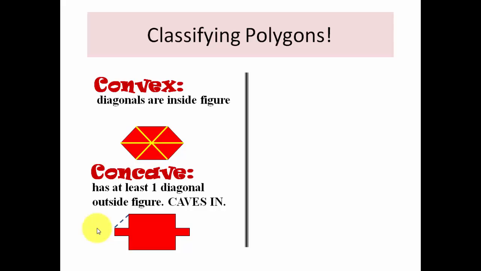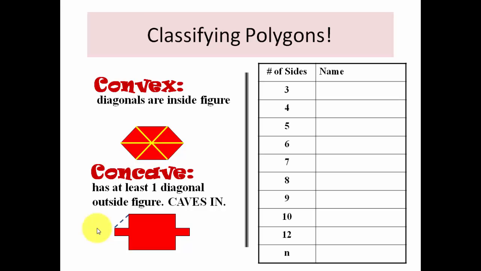The second way we're going to classify a polygon is by the number of sides. Many of these will look familiar to you. You've seen them before. A couple of them will be brand new. We are only going to name up to 12 sides, omitting 11 sides. We don't have a name for that. And then I'm going to give you a generic way to name any polygon that has more than 12 sides. So, a figure with 4 sides is called a quadrilateral.